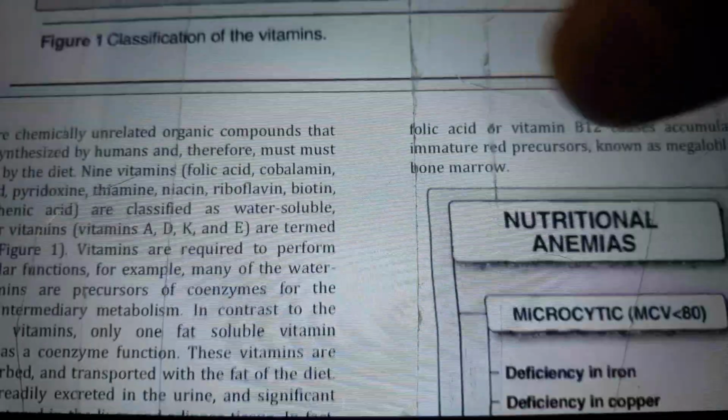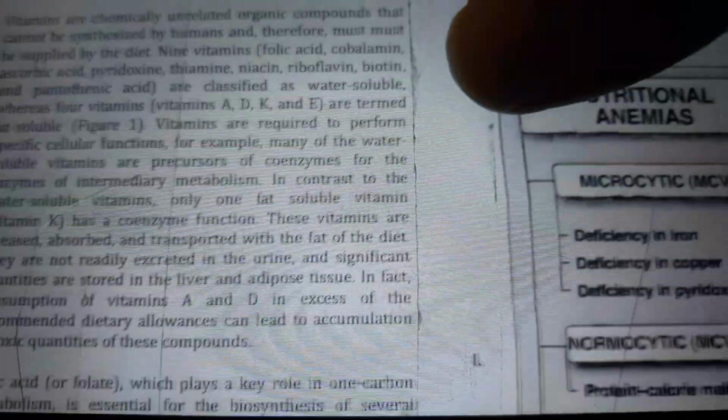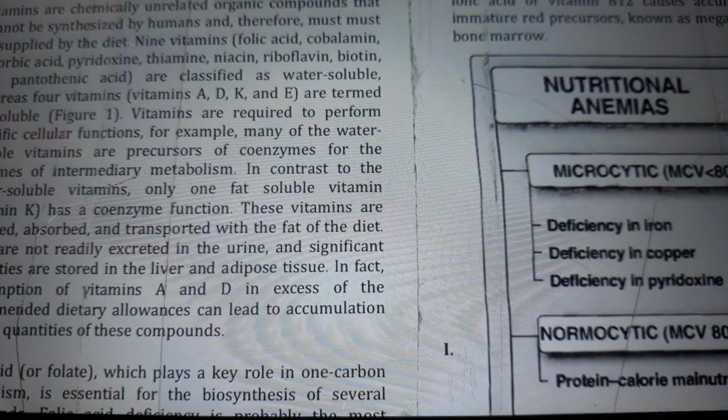Classification of the vitamins. Vitamins are chemically unrelated organic compounds that cannot be synthesized by humans and therefore must be supplied by the diet. Nine vitamins: folic acid, cobalamin, ascorbic acid, pyridoxine, thiamine, niacin, riboflavin, biotin, and pantothenic acid are classified as water soluble, whereas four vitamins, A, D, K, and E, are termed fat soluble.